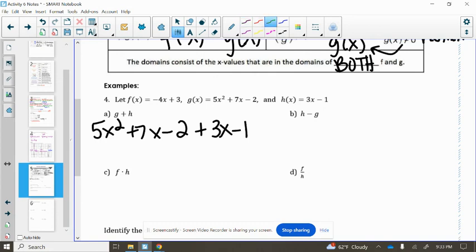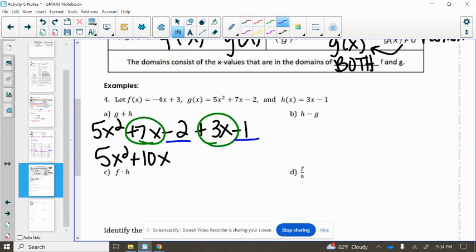So in this case, we end up combining like terms. So 7x plus the 3x, and so we have 5x squared plus 10x. And then negative 2 minus 1 more is minus 3. So we have that sum of g and h.